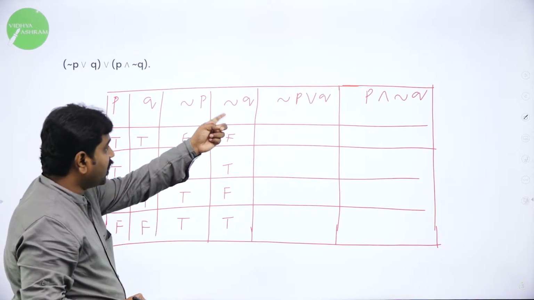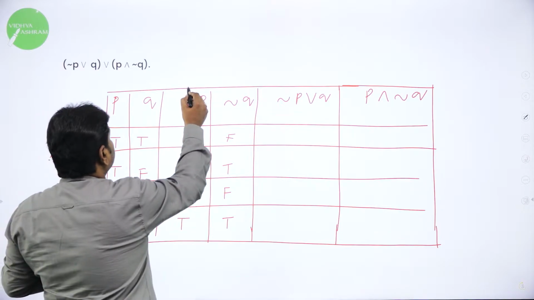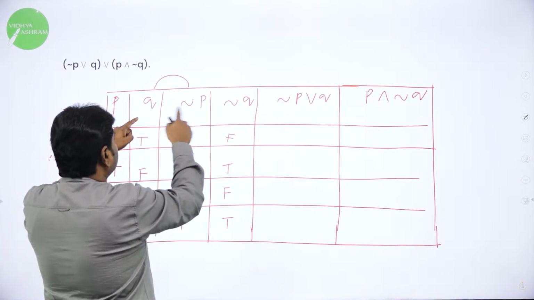Now negation P OR Q. So this is negation P OR Q. So we have to do negation P OR Q.